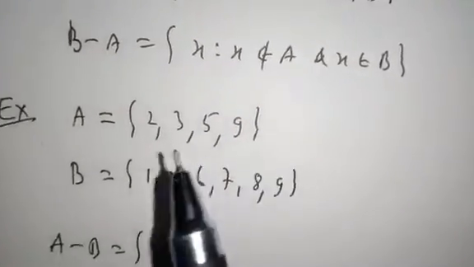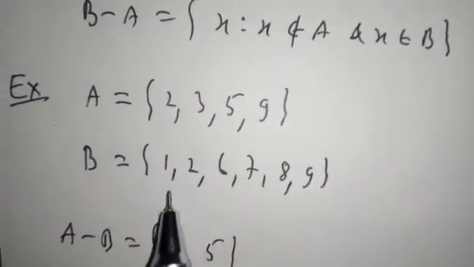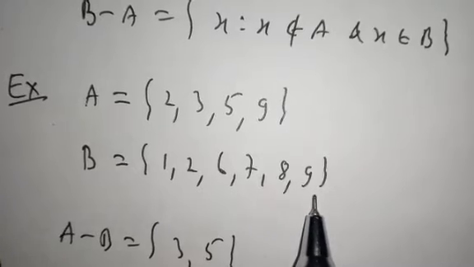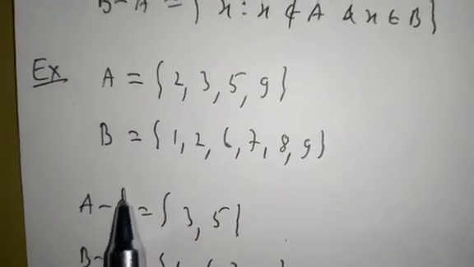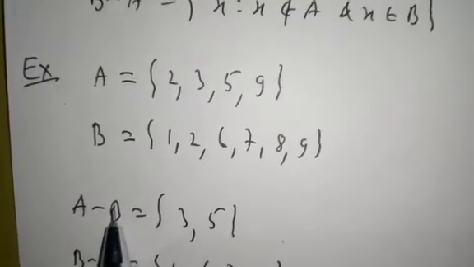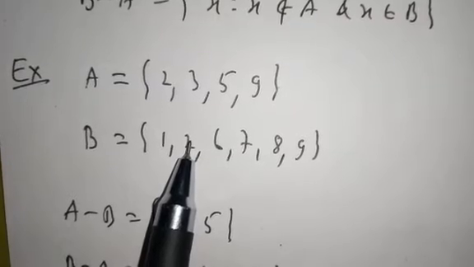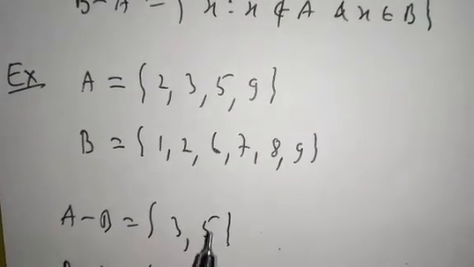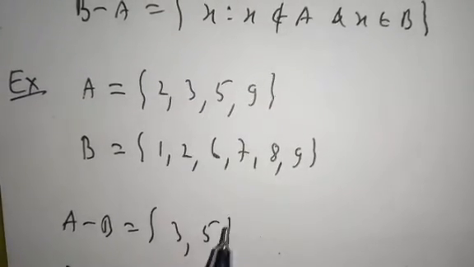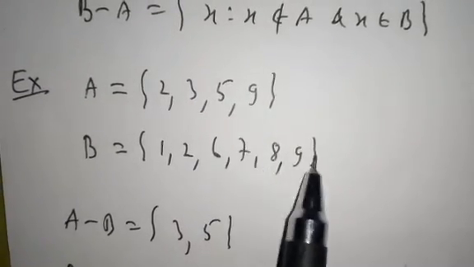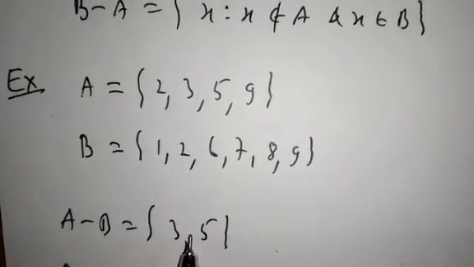Now we take one example. Set A elements are 2, 3, 5, 9. Set B elements are 1, 2, 6, 7, 8, 9. A minus B means elements of A which are uncommon. 2 is common, so it will not be in A minus B. 3 is uncommon, so we take 3. 5 is again uncommon. And 9 is common, that's why we leave it. So only 3 and 5 will be in A minus B.